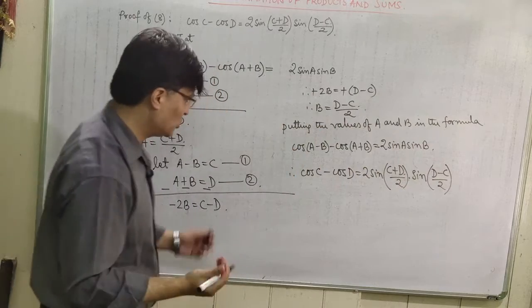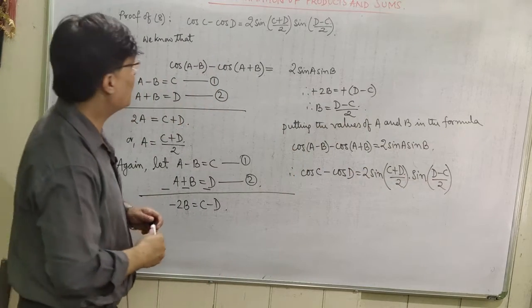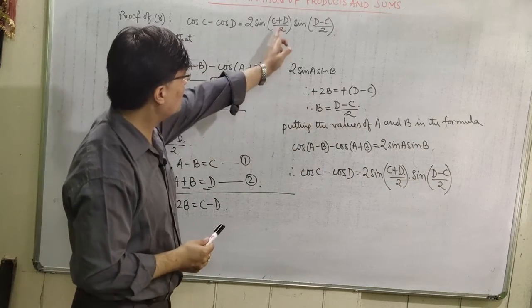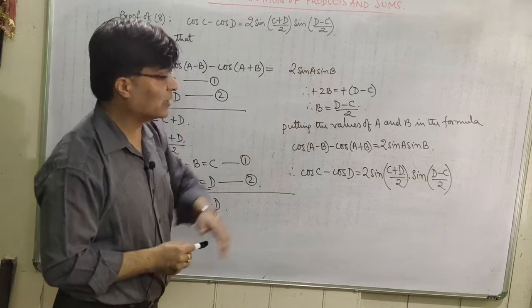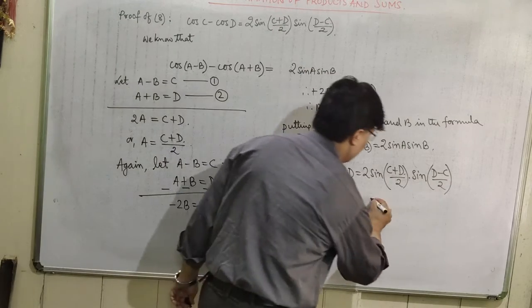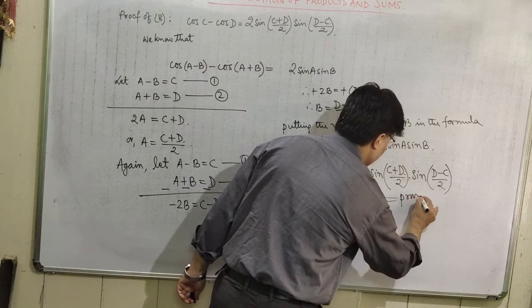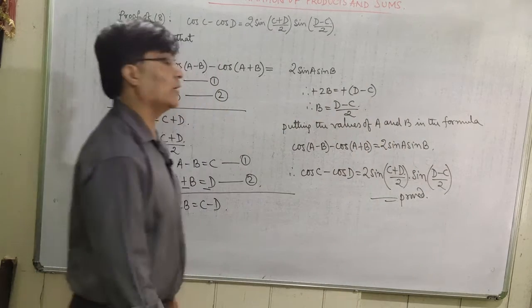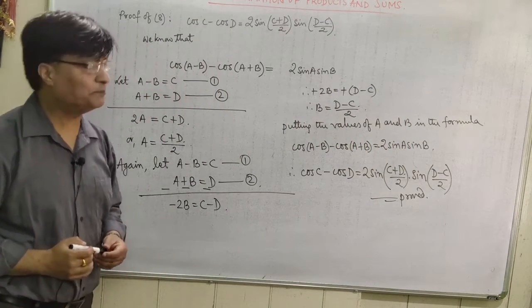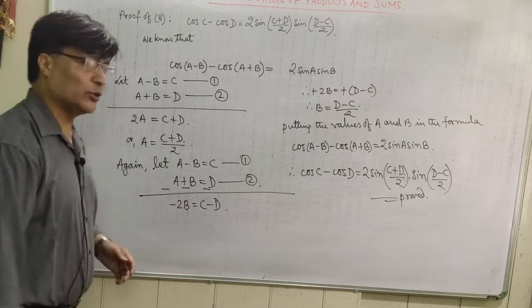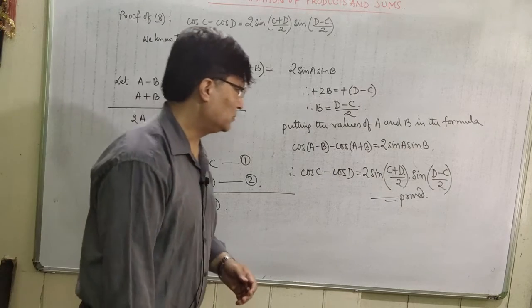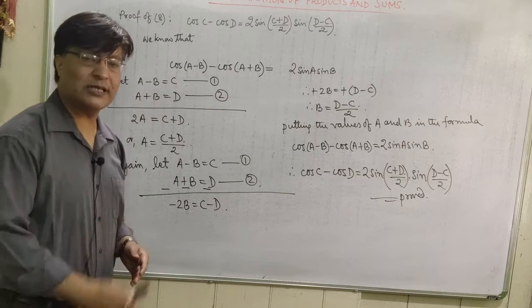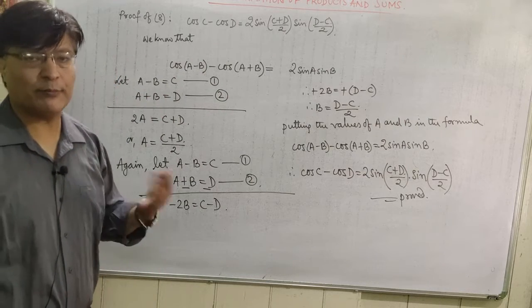So we have proved it. So let us check it. What is the formula? Cos c minus cos d is equal to 2 sin of c plus d by 2 into sin of d minus c by 2. So we have done it, proved. So I think you have understood it. So you can copy it. These are the formulas that you should know, so you should memorize them.